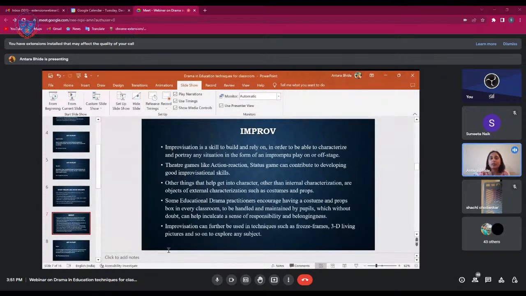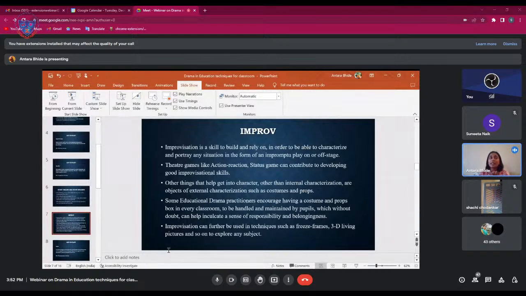But it can be acquired. Not everyone is born with improv skills. Most people learn the skill, okay? It is something that you can build and rely on for performances, for characterization, also for role play, understanding roles, understanding characters and understanding situations, basically. This will help portrayal of characters, portrayal of situations also, not just understanding, but also putting the character out there.